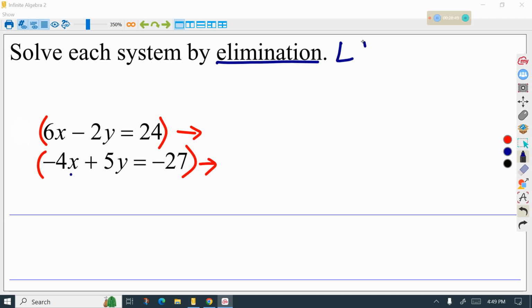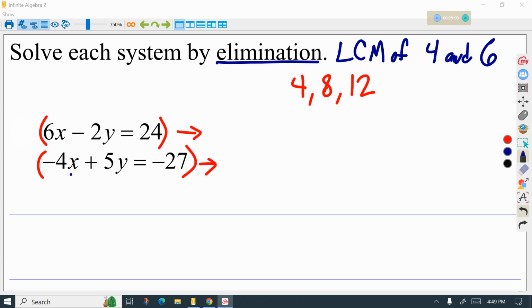So that means I want to find the least common multiple of 4 and 6. Well, let's look at what those look like. We got 4, 8, 12. What are the multiples of 6? We got 6 and then 12. Look, we already found one that they have in common. 6 times 2 is 12, and 4 times 3 is 12. So what that means is that if I multiply this one by 3, I'll get 12, and if I multiply this one by 2, I will get 12.